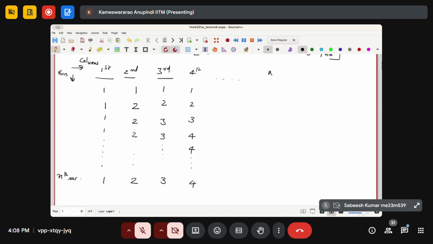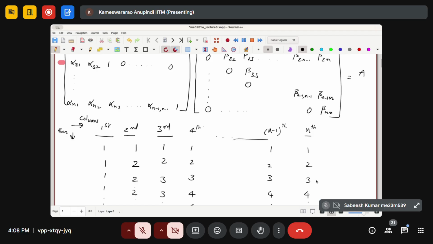Similarly, the n minus 1th column is going to give me 1, 2, 3, 4, all the way to n minus 1. And then the last row is also going to be n minus 1, because the last entry will be 0. Then the nth column, which is the last one, is going to give me 1, 2, 3, 4, all the way to n minus 1, and then the last one is going to give me n. Is this clear?